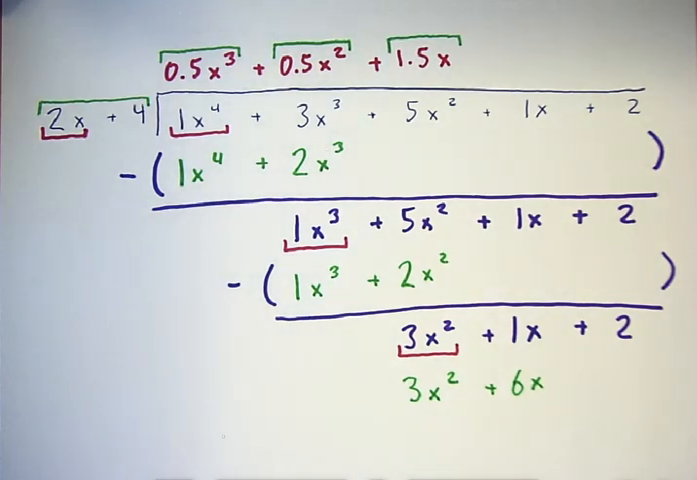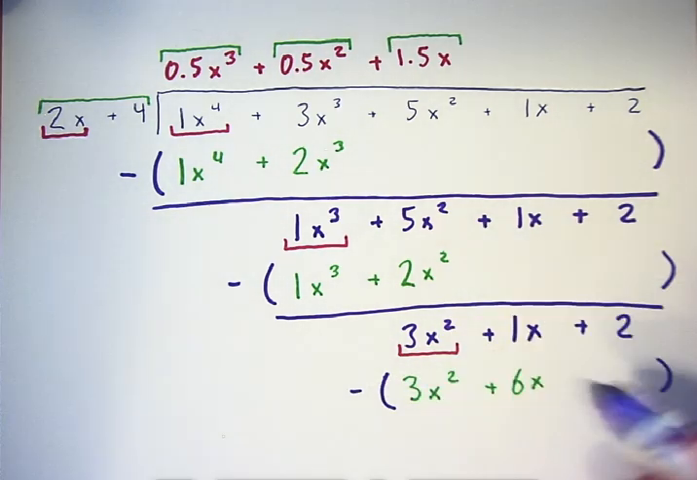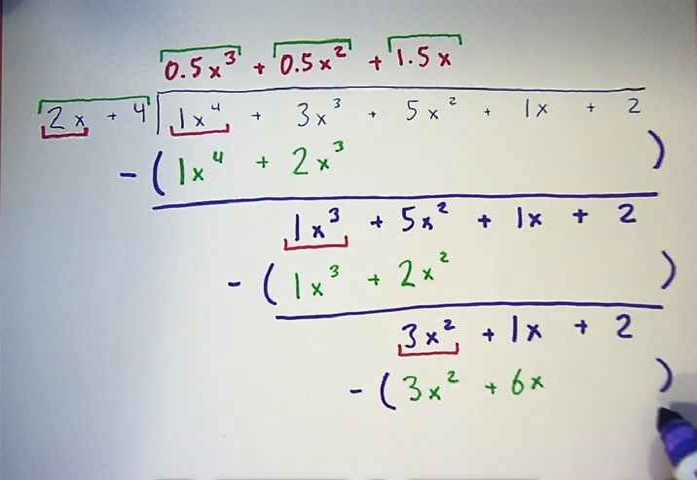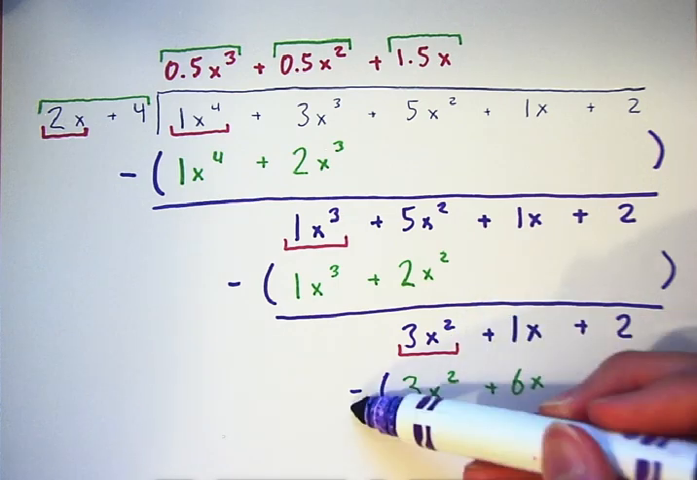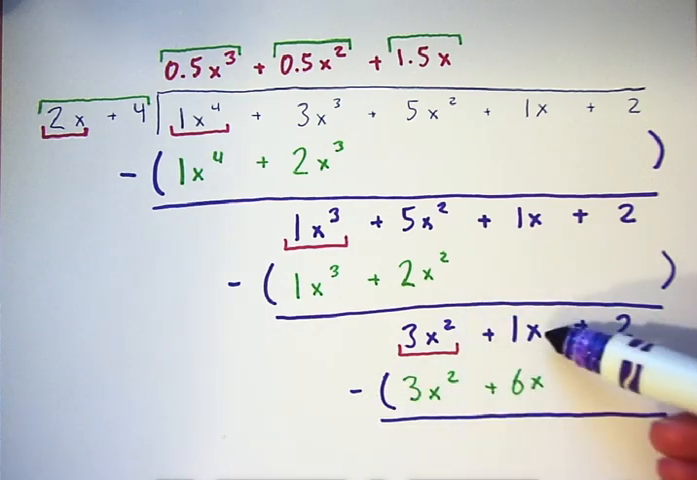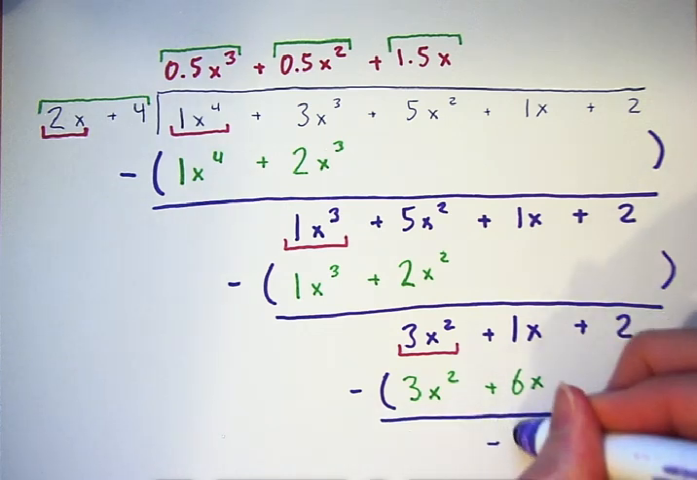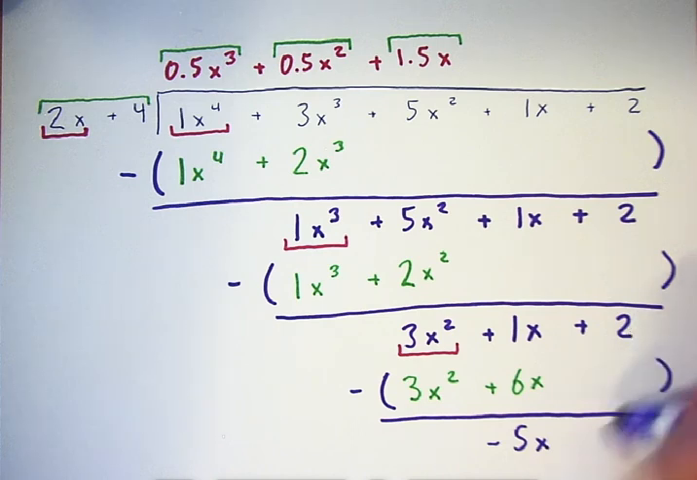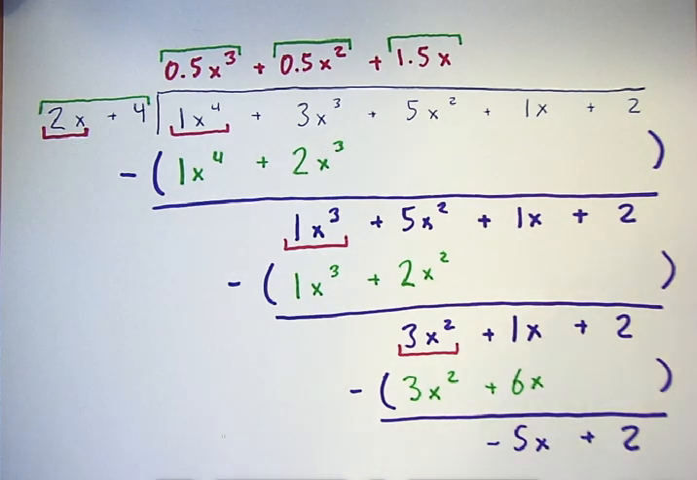After multiplying, our step is going to be subtract. Subtract that whole line by this whole line. 3x squared subtract 3x squared is 0. 1x subtract 6x is negative 5x. 2 subtract nothing is still 2. Okay. So far right now, my remainder is exponent 1. My divisor here is exponent 1. I do not stop yet.